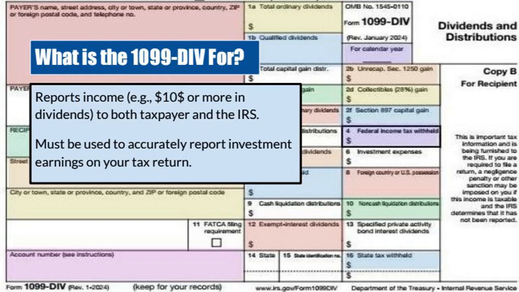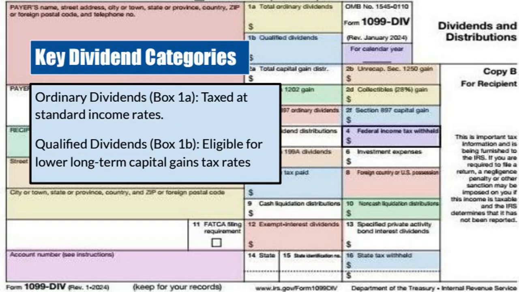your annual tax liability. The most critical information reported on the 1099 DIV relates to ordinary and qualified dividends. Ordinary dividends, Box 1A, represent the total amount of taxable dividends received and are generally taxed at your ordinary income tax rate. However, a significant portion of these may qualify for preferential treatment.